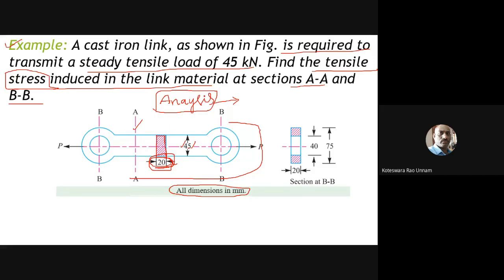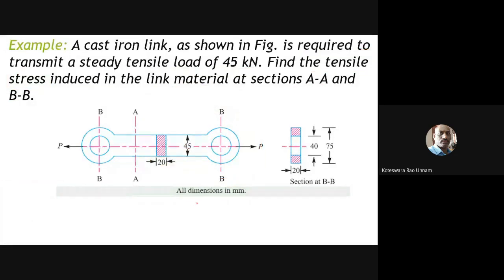If the dimensions are already given, they may ask whether that material is safe or not, that may be one kind of question, or the other kind of question is they will ask you to find out the values of stress. That is the other kind of problem. These kinds of problems we call analysis problems. So this problem comes under the analysis problem category.